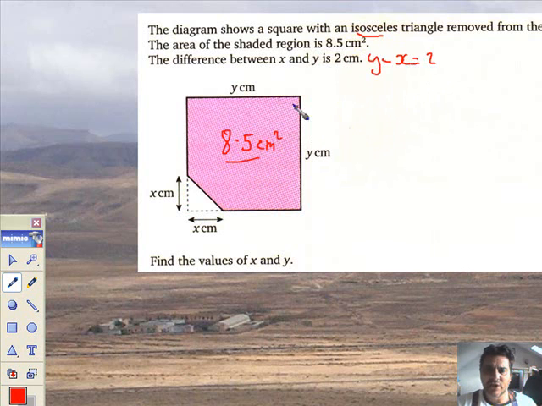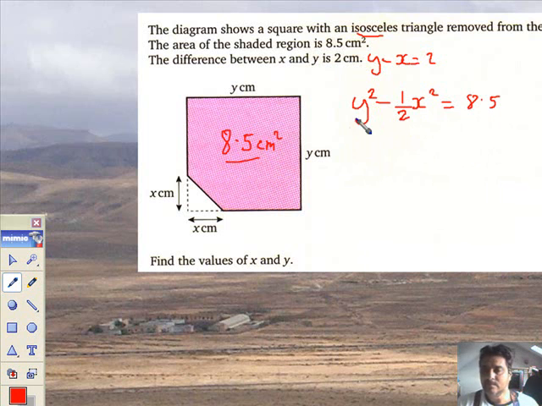Now what about this shaded area? If I have y by y, I have an entire square without the bit chopped off. So basically I've got the area of the square, take away the area of the triangle, which is half base times height, and the base and the height are x and x, it's isosceles, so it'll be half times x squared. So basically the area of the square, take away the area of the triangle, comes to 8.5 centimeters squared.